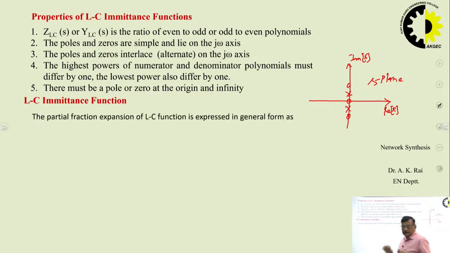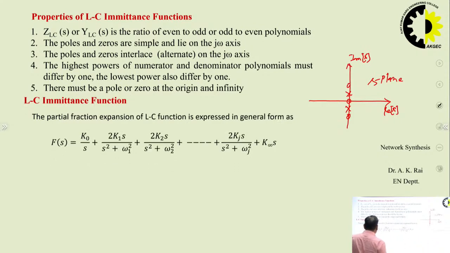Then if you are going for the Foster first or Foster second, then the technique is the partial fraction expansion. So given F(s), we just carry out the partial fraction expansion. Look at here, this k0/s term corresponds to removal of pole at origin. If the function has a pole at origin and if we remove it, we will get k0 by s, this term.